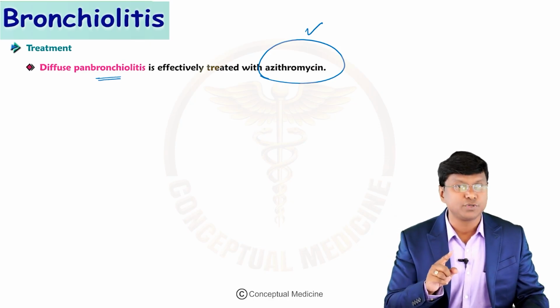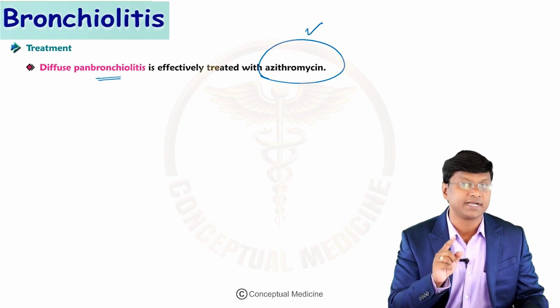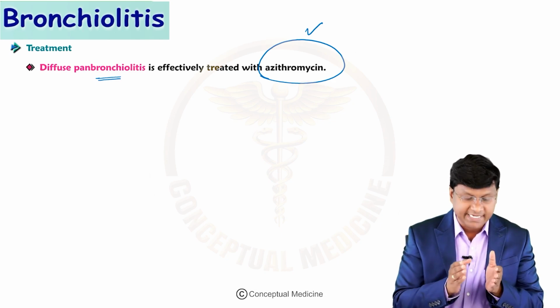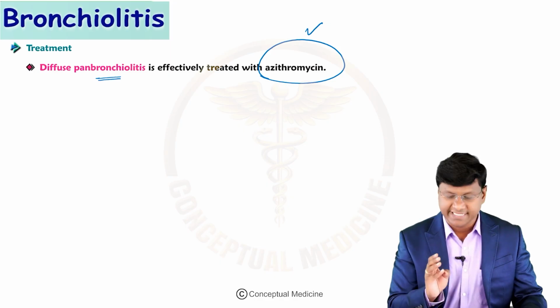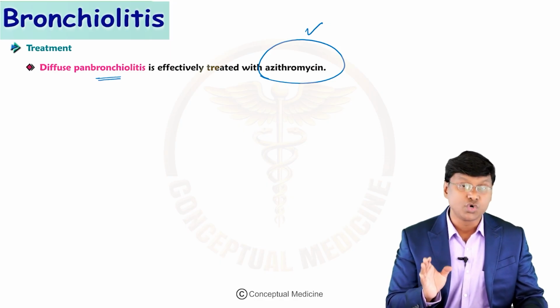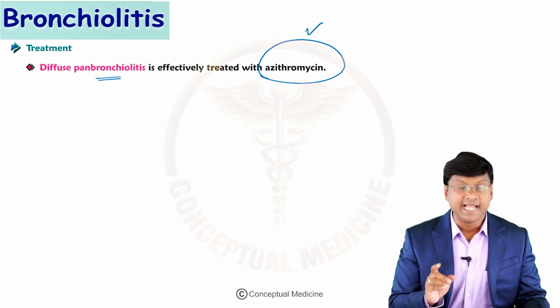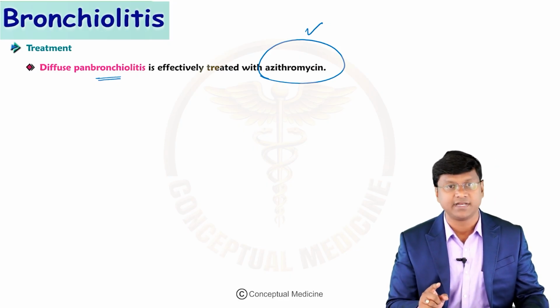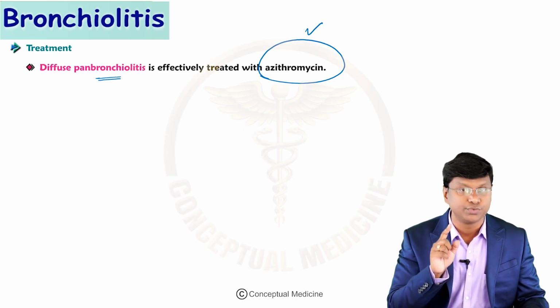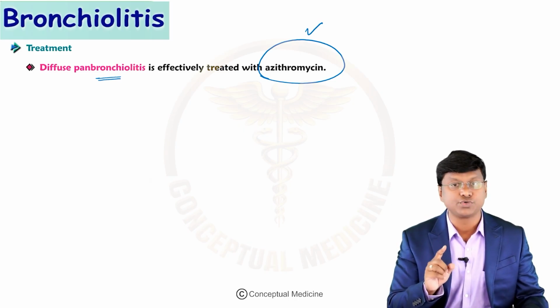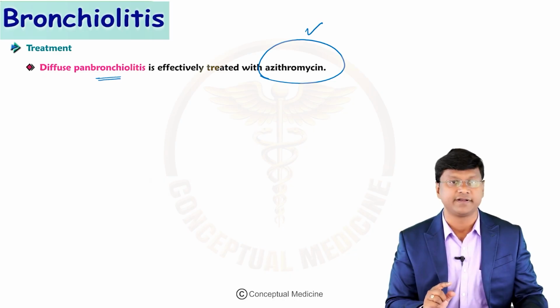Then cryptogenic organizing pneumonitis affects mainly men and women between the age group of 50 and 70 years. They present with dry cough, dyspnea, and constitutional symptoms, and there will also be a history of preceding viral illnesses. Spirometry will show the restrictive pattern, and chest X-ray will show bilateral patchy ground glass infiltrates.